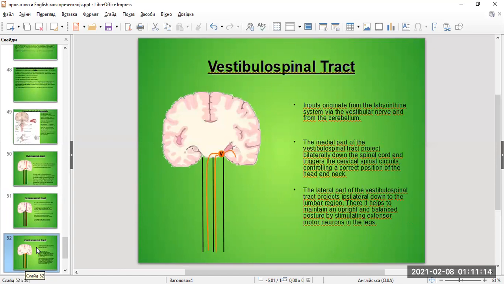Vestibulospinal tract. Inputs originate from the labyrinth system via the vestibular nerve and from the cerebellum. The medial part of the vestibulospinal tract projects bilaterally down the spinal cord and triggers the cervicospinal circuits, controlling a correct position of the head and neck.